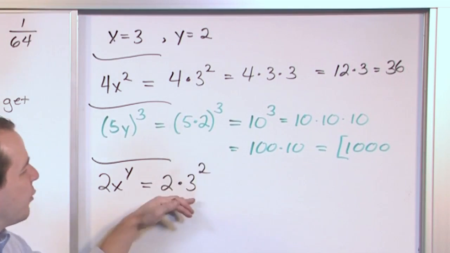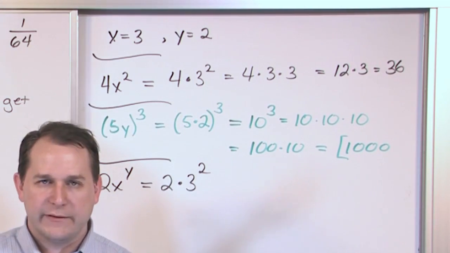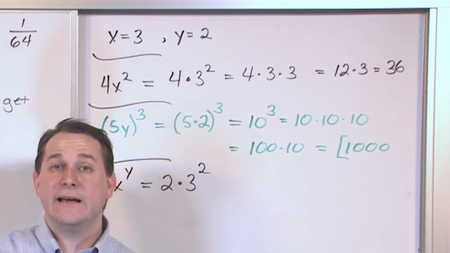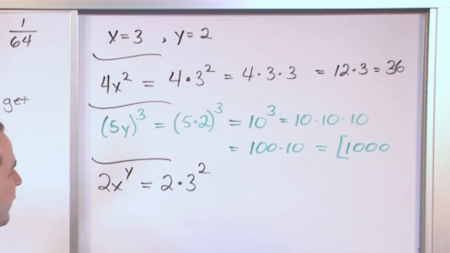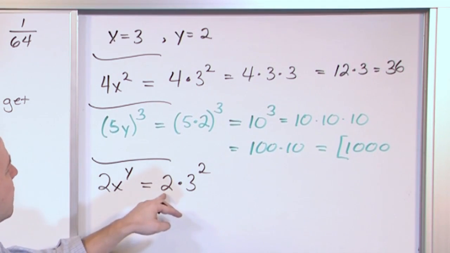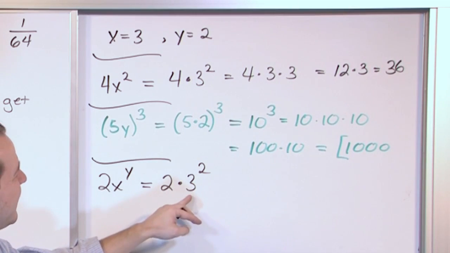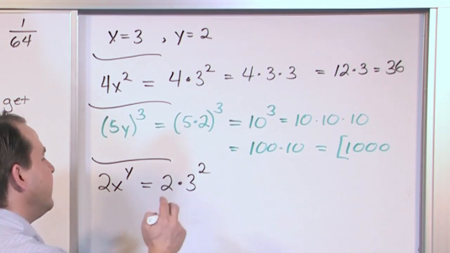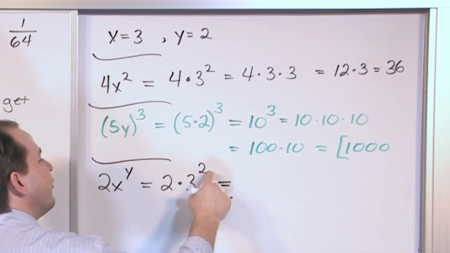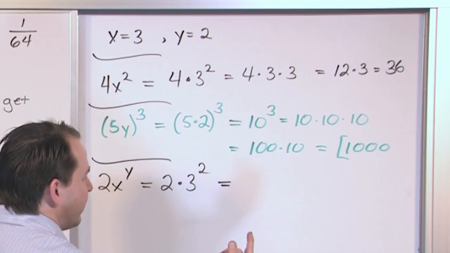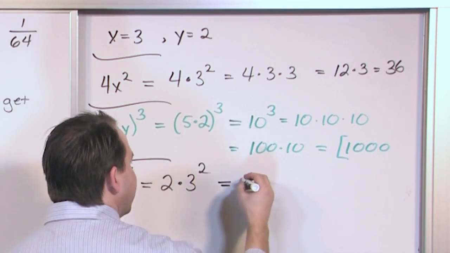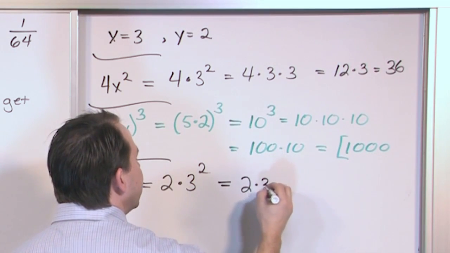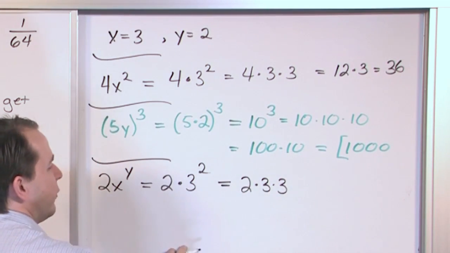In this case, there's no parentheses anywhere, so we don't have to worry about parentheses. The next most important thing to do is the exponents. That's very important because when you look at this, you might say, well, maybe I multiply 2 times 3 and I get 6, and then I take 6 and raise it to the power of 2. But that's not right. You have to do the exponent first, which is 3 squared, which is 3 times 3, right? So what we'll have is 2 times 3 times 3. That's what we're going to get.